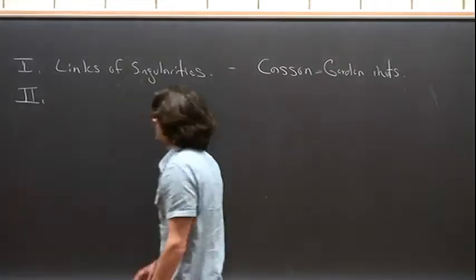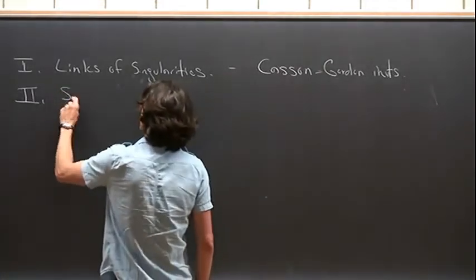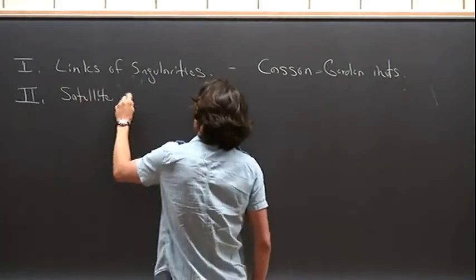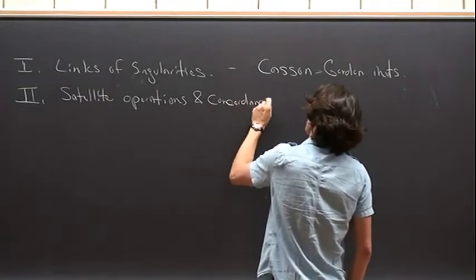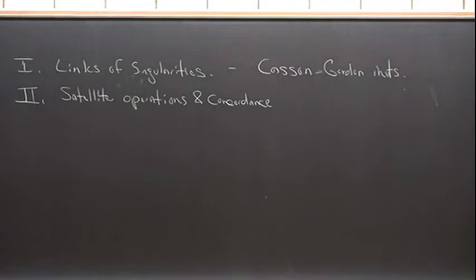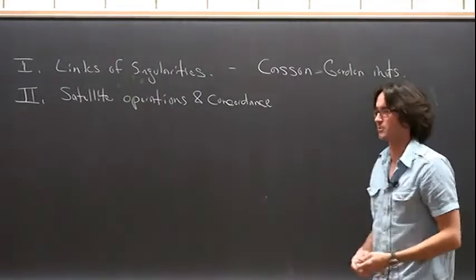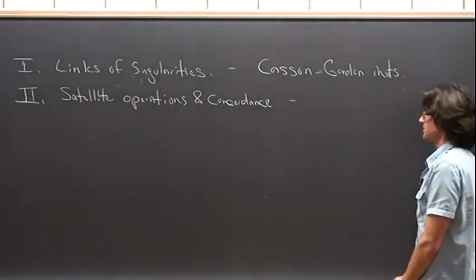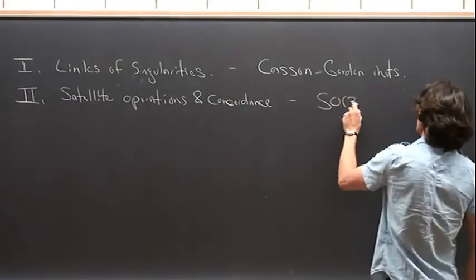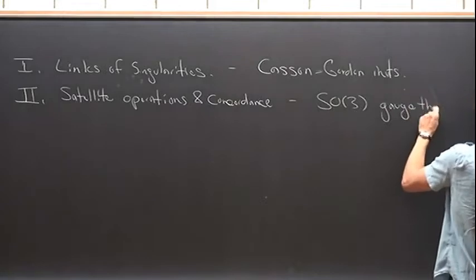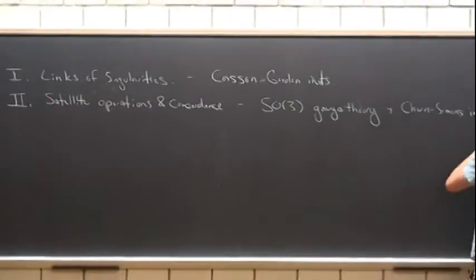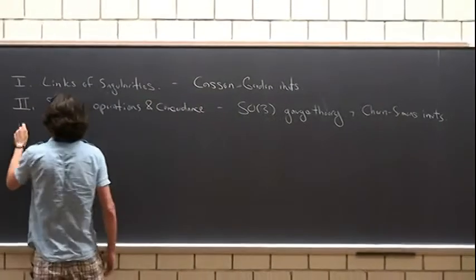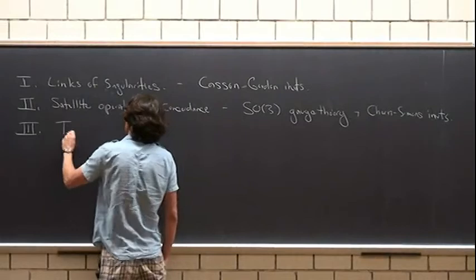And the second problem has to do with the effect of satellite operations on the concordance group. So the primary motivation here is a conjecture of Kirby about the effect of Whitehead doubling on the concordance group. And the technique that seems very applicable to the perspective I take today comes from SO(3) gauge theory. And one important aspect is the role of the Chern-Simons invariant in this realm.